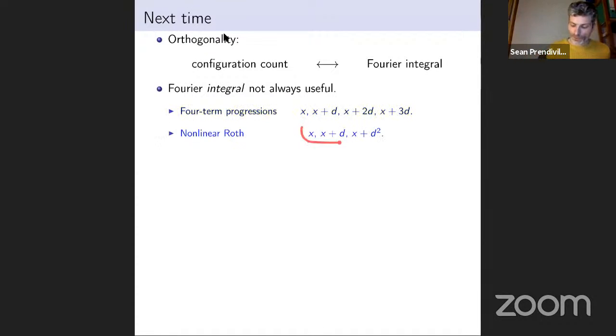Here's another configuration which the Fourier integral doesn't look that useful for when you try and attack it. It looks like a 3-term progression from Roth's theorem, but instead of taking 2 times the differencing parameter in the final point of the configuration, you square the differencing parameter. And again, it's hard to see how to get a Fourier integral to be useful for this. Even though you can count these configurations as a Fourier integral, it's hard to use it.